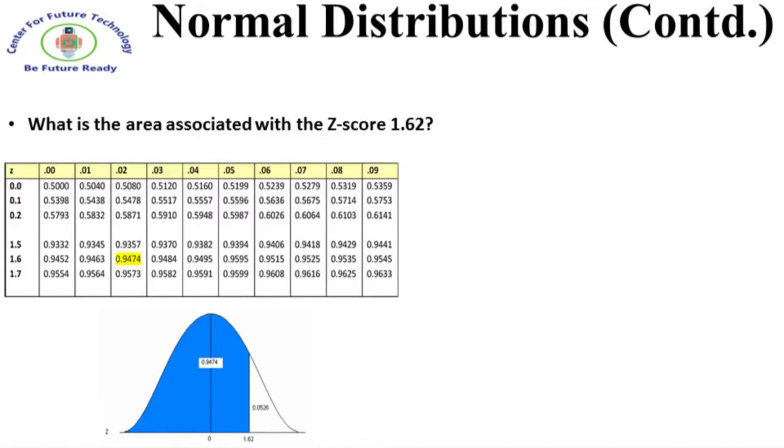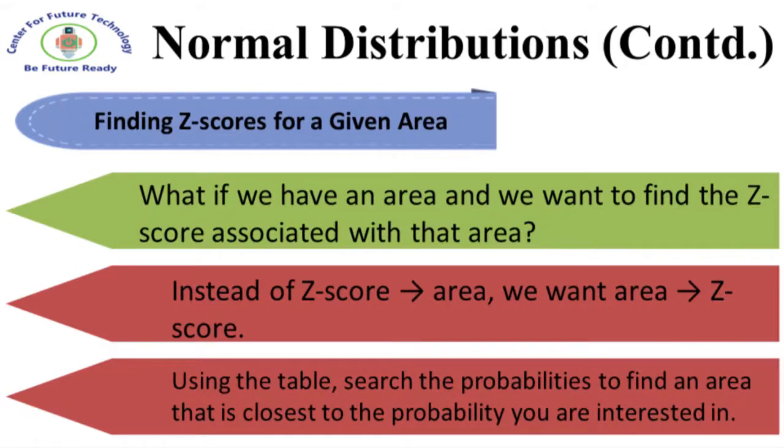The table we use is cumulative from the left, finding Z score for a given area. What if we have an area and we want to find the Z score associated with the area? Instead of Z score to area, we want area to Z score. We can use the standard normal table to find the area in the body of values and read backwards to find the associated Z score.